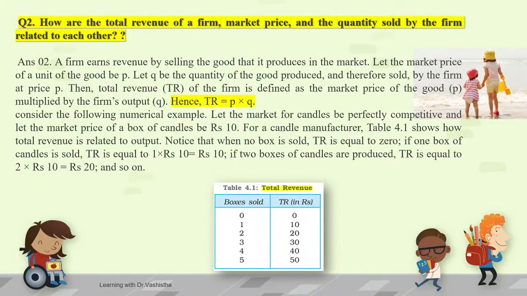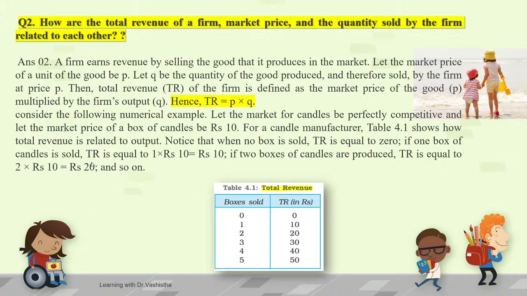Question number 2 says: what is the total revenue of the firm, and how are the market price and the quantity related to each other? Meaning, how are total revenue, market price and the quantity sold by a firm related to each other? So here we'll understand what these are.